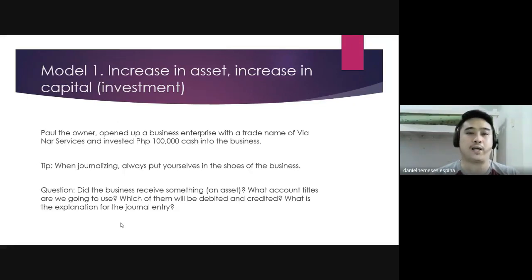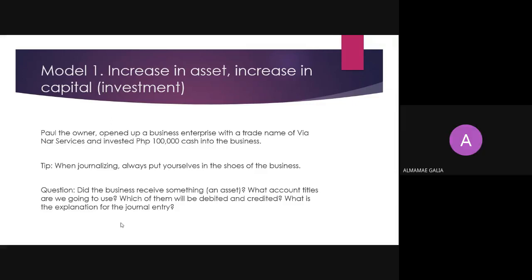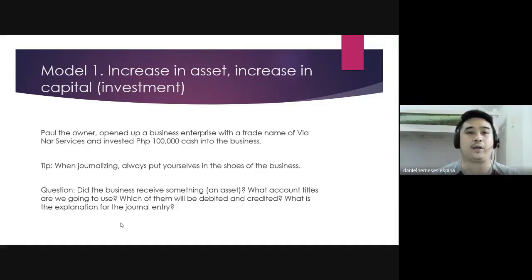So which side is it on? Every time we increase an asset, we debit it. The capital, if there's an increase in capital, especially if it's an investment, goes to the credit. Okay, credit, right? So you debit the asset, and you credit the capital.